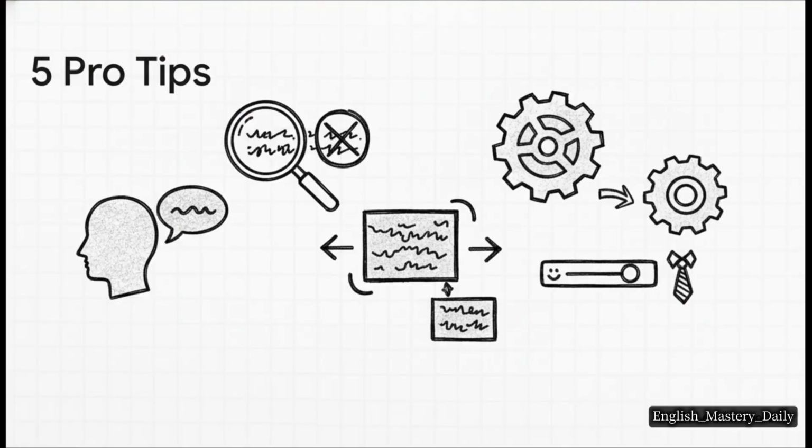All right, lightning round, 5 final tips. 1, read your email out loud before you send it. If it sounds like a robot wrote it, rewrite it. 2, keep it short. Shorter is almost always better. 3, use simple words. Why say "utilize" when you can just say "use"? 4, proofread. Seriously, typos can really undermine your credibility. And 5, match the tone. Pay attention to how others in your company communicate and mirror that.